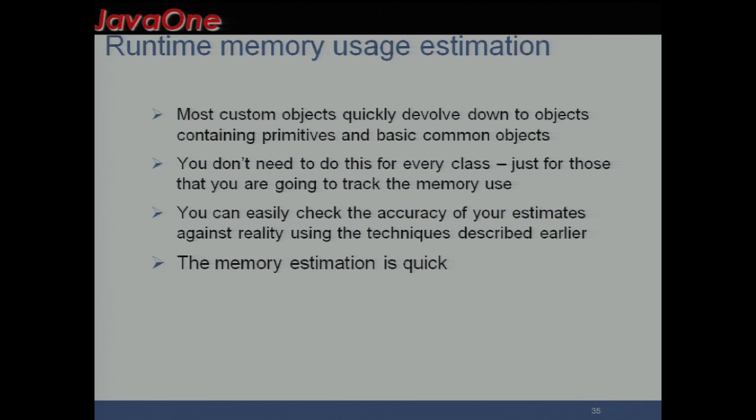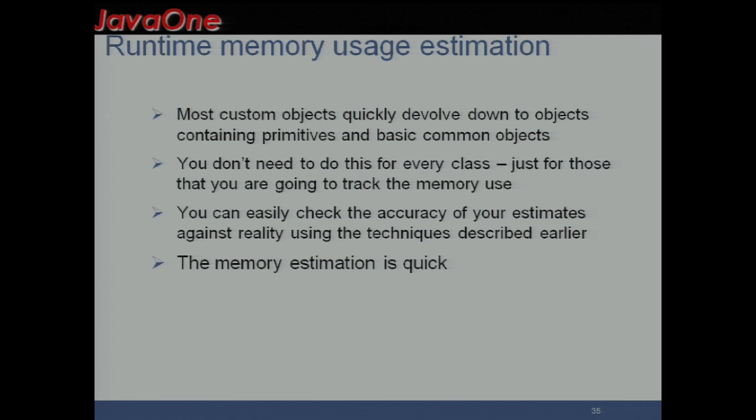So you're probably thinking this sounds like a lot of work. Well, it really isn't, and the benefit really can pay off. First of all, you're going to find that most of your custom objects, most of your application's objects quickly devolve down to primitives and your standard objects like strings and so forth. And you don't need to do this for every class in your application, right? You're only going to do it for the ones that you're going to track the memory usage of. And as we talked about earlier, it's long-term memory that really is what's going to kill you in your garbage collection costs. So it's recommended, don't bother trying to estimate the memory usage of your short-term objects, just the ones that are going to live a long time.